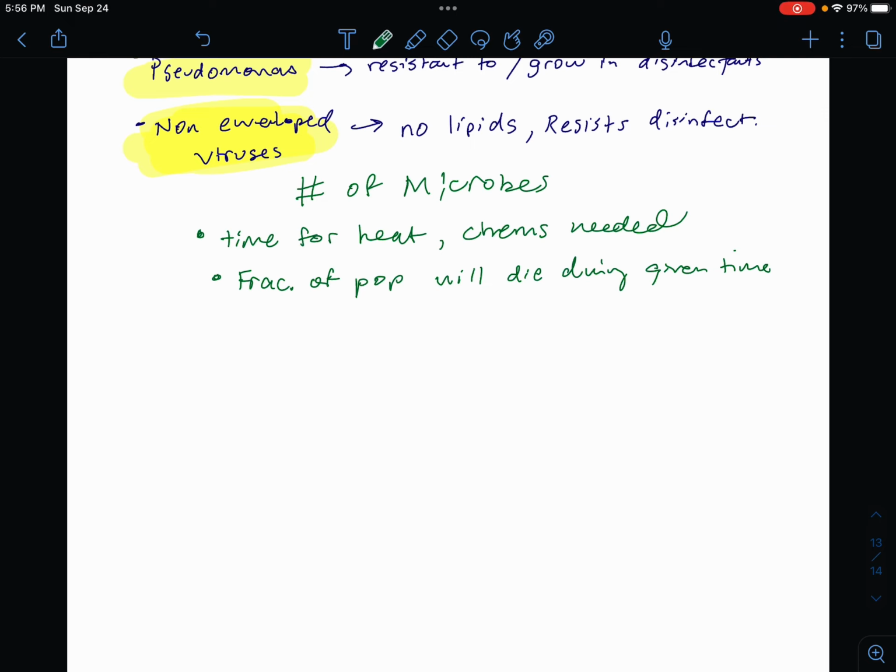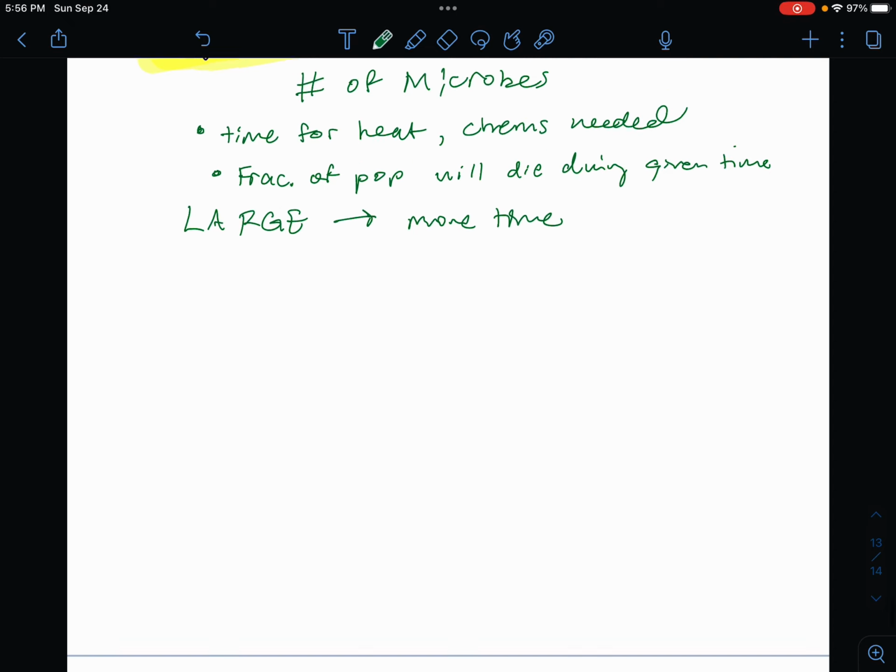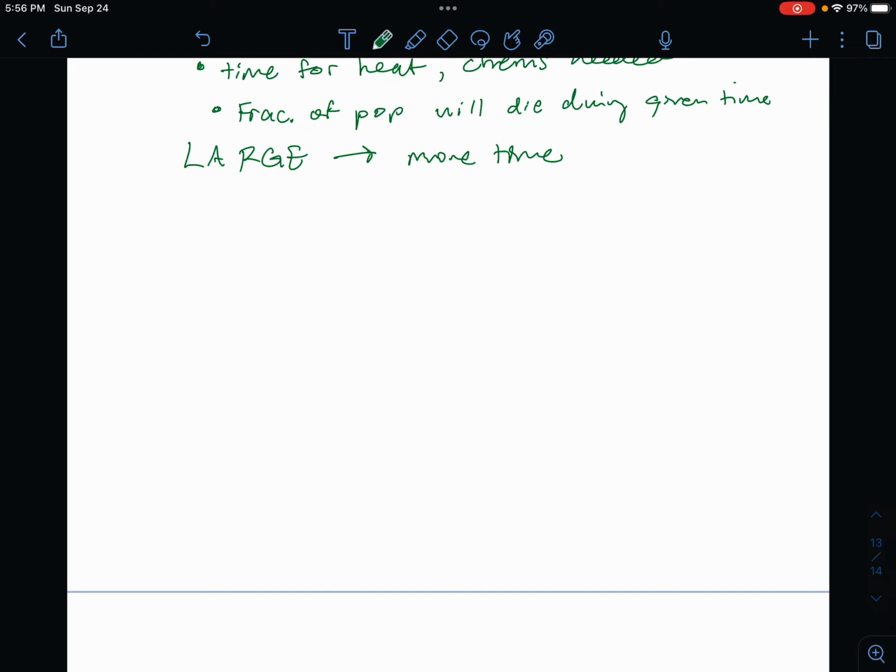So a large population, of course, if we have a ton of bacteria, sorry about that, a brain fart, that means more time will be needed. And removing organisms by washing will reduce this time that is needed. Okay, so for example, we have the decimal reducing time, or reduction time.